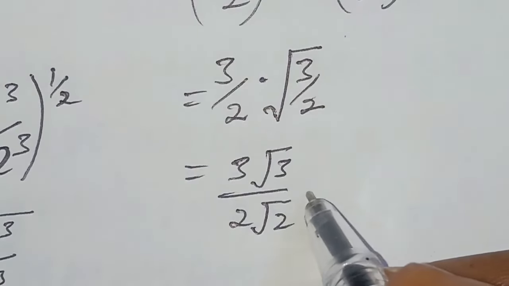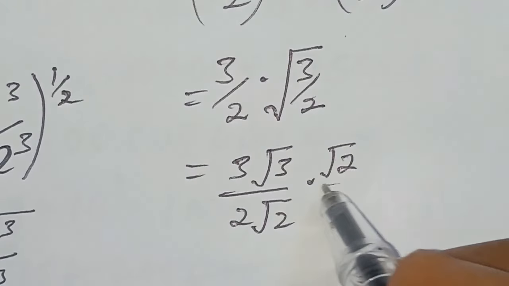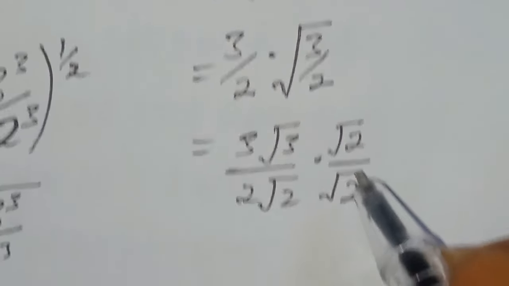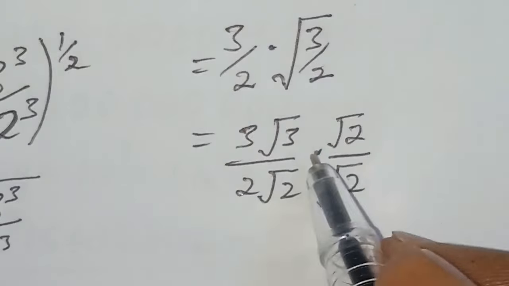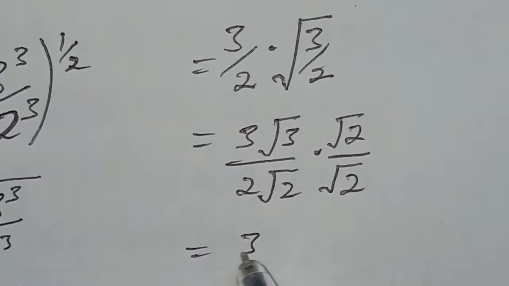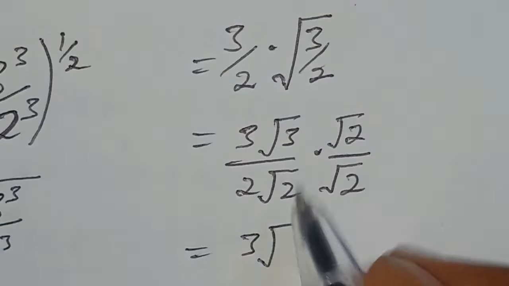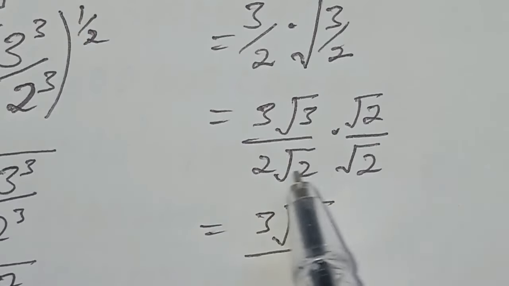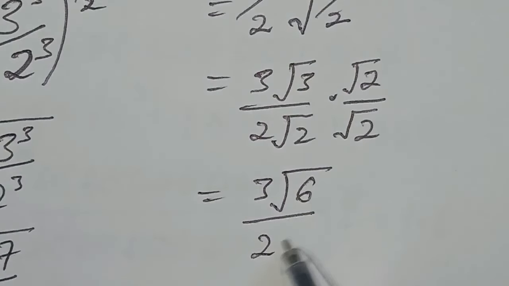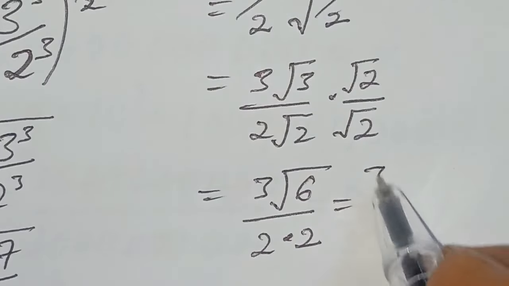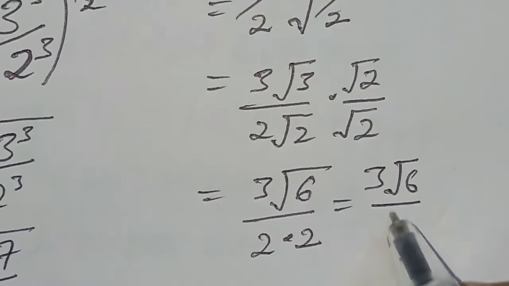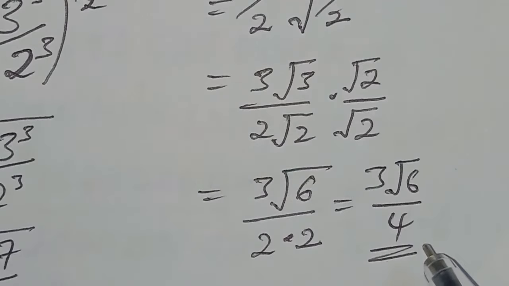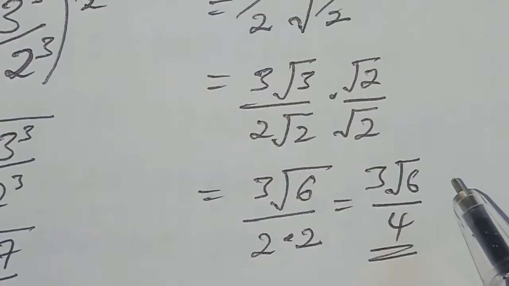If we rationalize this, we have square root 2 over square root 2. Simplifying this, we have 3 square root 6 over 2, multiplied by 2, and that will be equal to 3 square root 6 over 4. And that's it, as simple as that, using the shortcut.